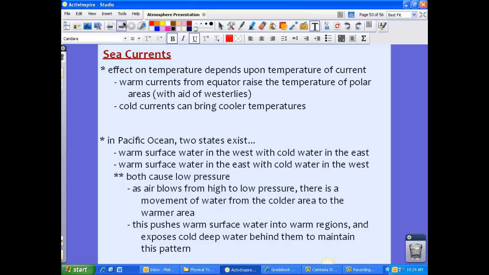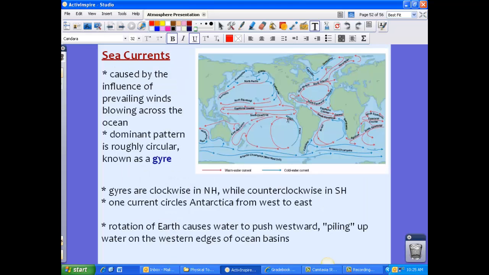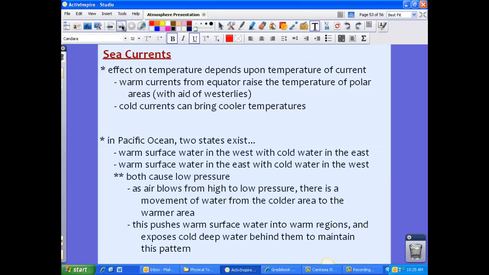Now, the effect that sea currents have on temperature depends upon the temperature of the current. As you saw on the past page, and I'll go back just briefly, notice that we have blue currents, which are cold, and red currents, which are warm. So we have a difference in temperature. Warm currents come from the equator, and they're going to raise the temperature of polar areas. This is with the aid of the westerly winds. Cold currents bring cooler temperatures. You go figure. So warm currents will bring higher temperatures, cold currents will bring lower temperatures.